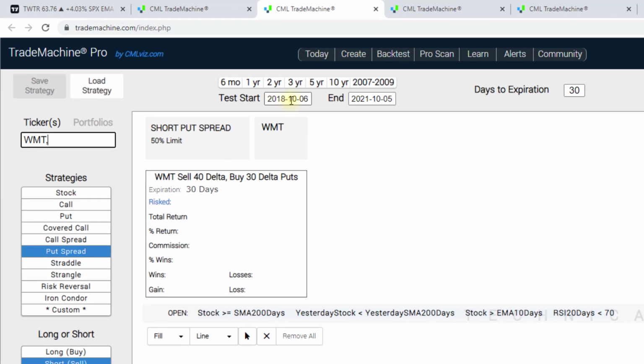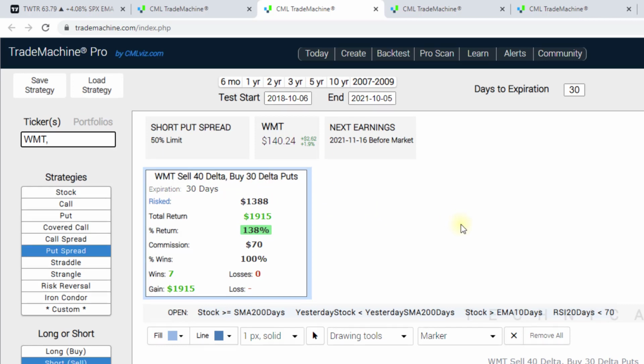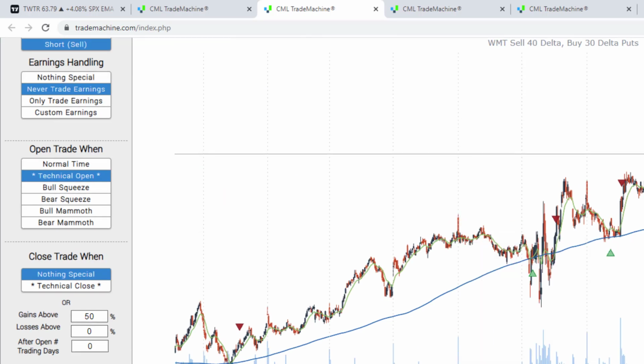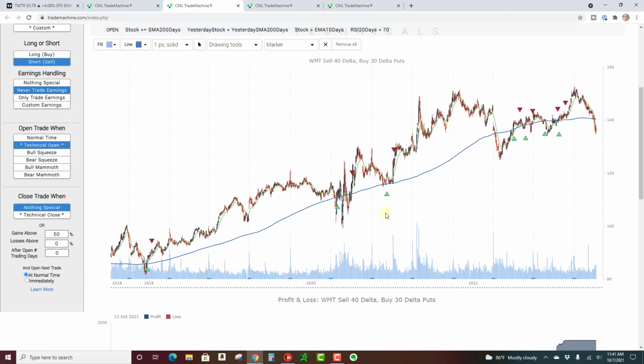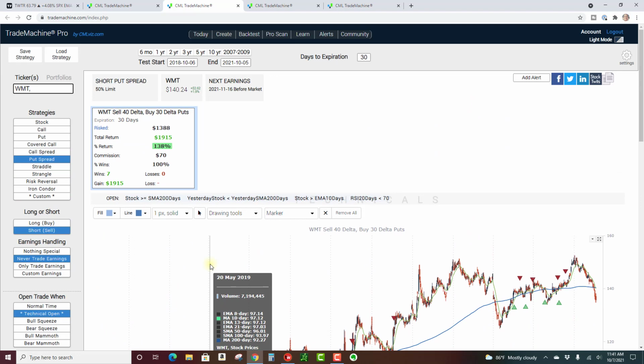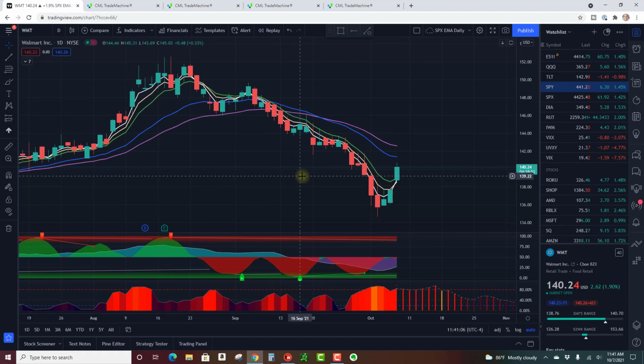So this is going back about 2 years, and it is short a put spread. Makes sense. You're selling a put spread where you're selling the Delta 40 and buying the Delta 30. So that's a slightly out of the money, probably 2-strike wide put spread on Walmart. So we can see the chart right here. This was probably yesterday, but here's the P&L curve the last couple of years, and you're taking profits at 50%. So again, let's go back to the chart. Let's go to Walmart, and let's see what we're seeing.